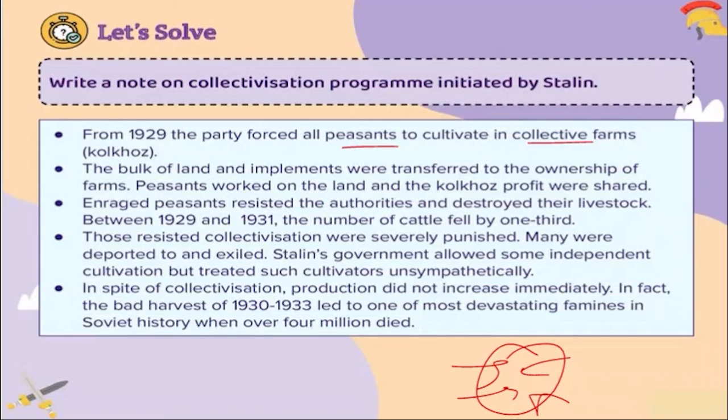Okay. Now, that made the peasants angry and they resisted the authorities and destroyed their livestock also. They killed the cattle and destroyed the lands. Between 1929 and 1931, the number of cattle fell by one third. Those who resisted collectivization, Stalin punished; they were deported and sent to exile. But in spite of collectivization, production did not increase. It did not help, and there was still a famine, and in the history, 4 million people died due to that famine.